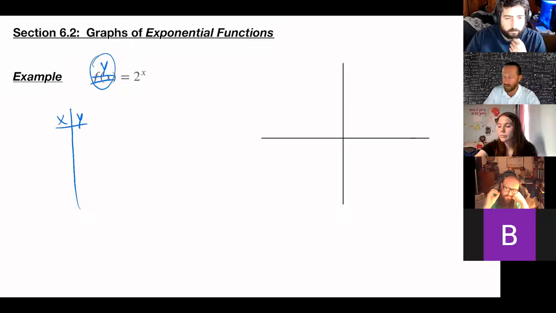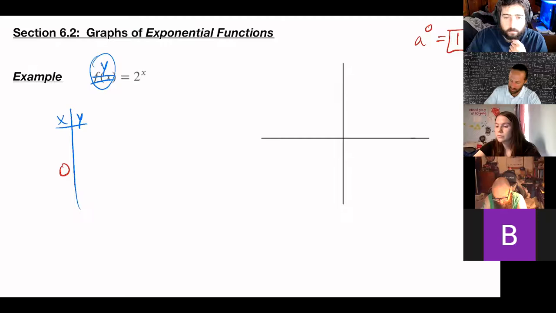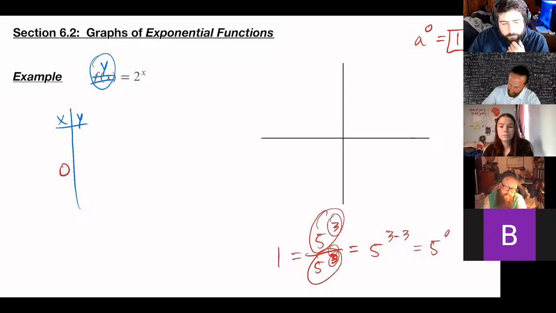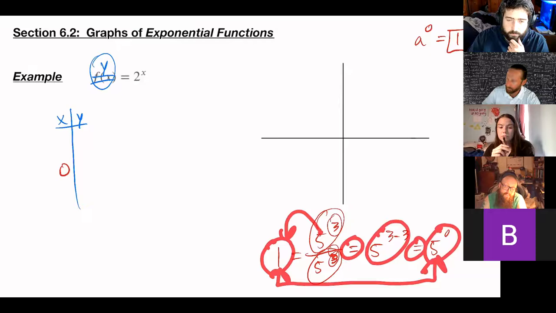And careful, what do we say anything to the zero power is? One. Ooh, good. And remember, it's really easy to prove. If I have 5 cubed over 5 cubed, then I know I have a certain number of 5s. And if I do 3 minus 3, some of those exponent rules I told you we would review, then I'd have 5 to the 0. Well, if I want to know what that's equal to, what is anything divided by itself? 1. So since I know that this is equal to 1, which is equal to this, which is equal to this, then these have to be the same. That's a quick little proof as to why anything to the zero is one.